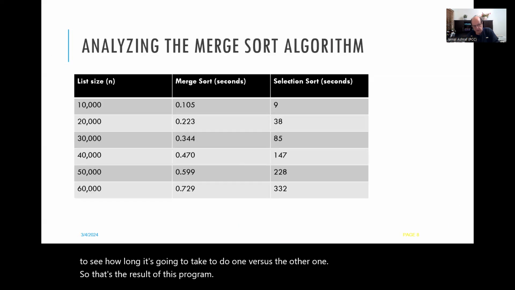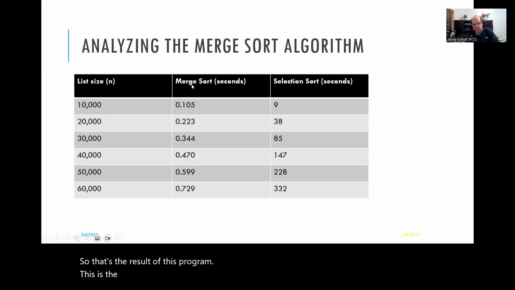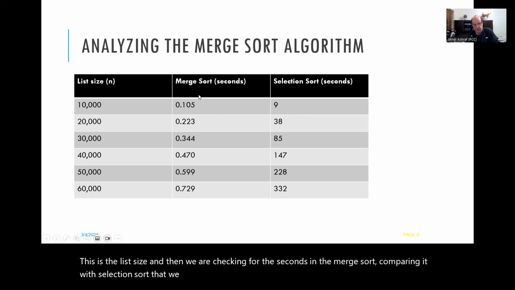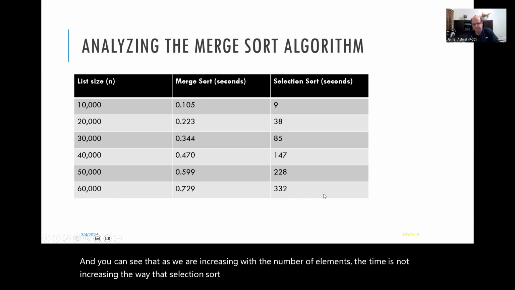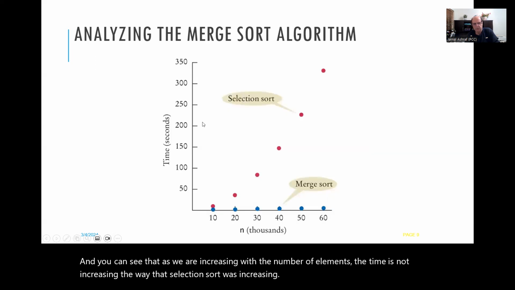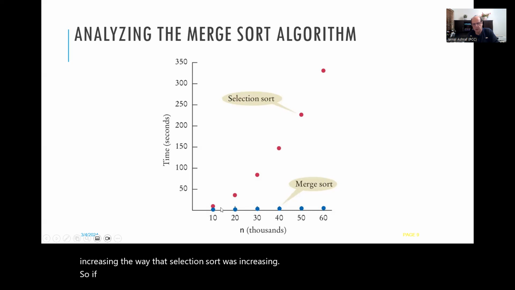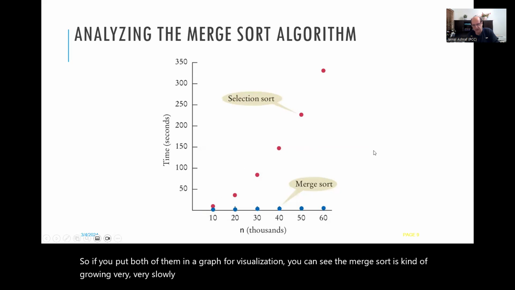This is the list size, and then we are checking the seconds for merge sort, comparing it with the selection sort that we had. You can see that as we increase the number of elements, the time is not increasing the way that selection sort was increasing. If you put both of them in a graph or visualization, you can see merge sort is growing very, very slowly, and selection sort grows very, very fast.